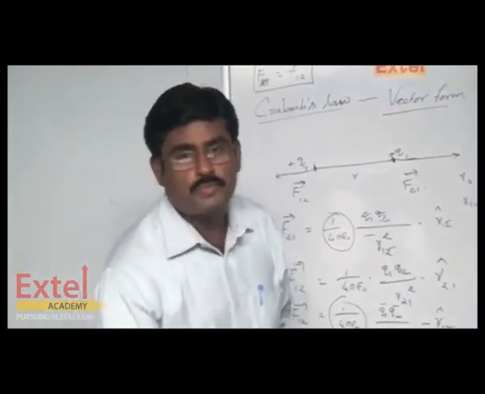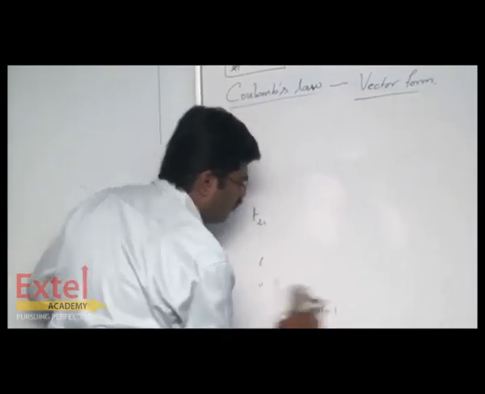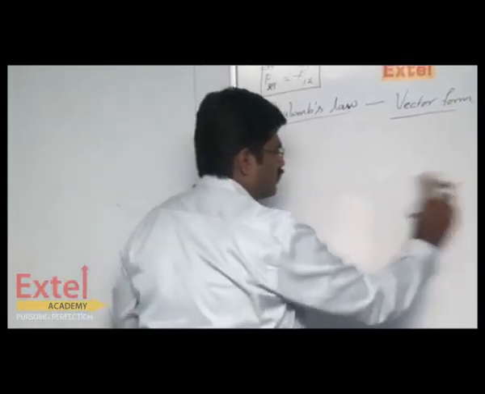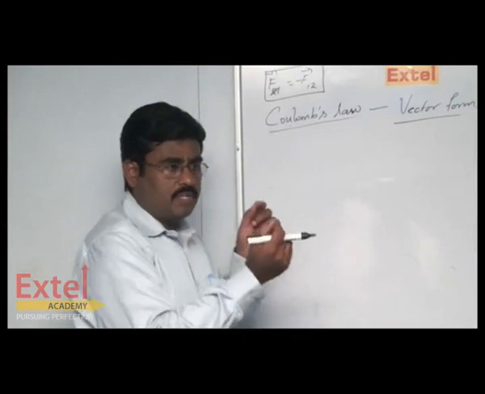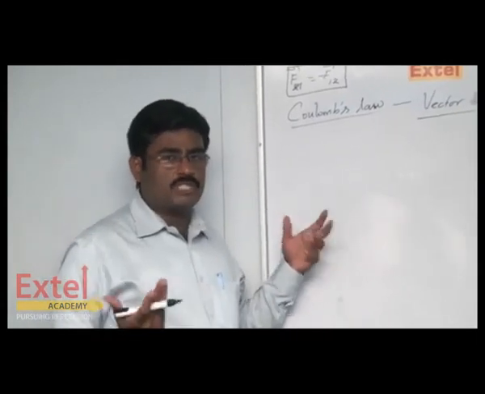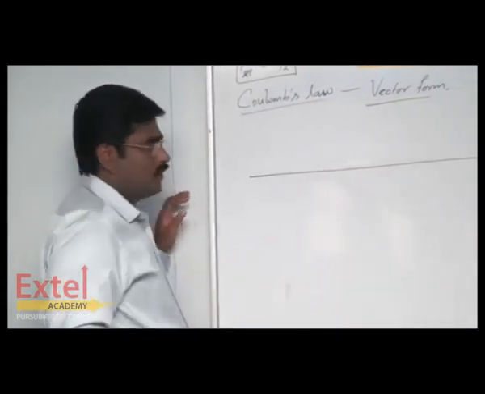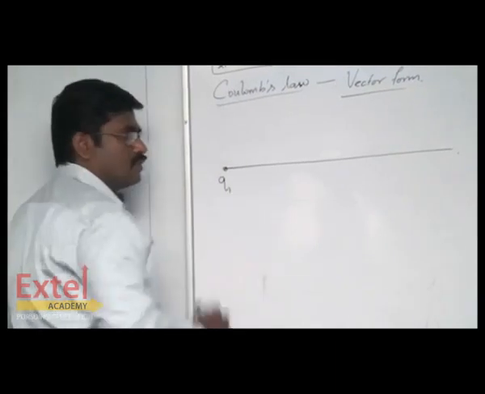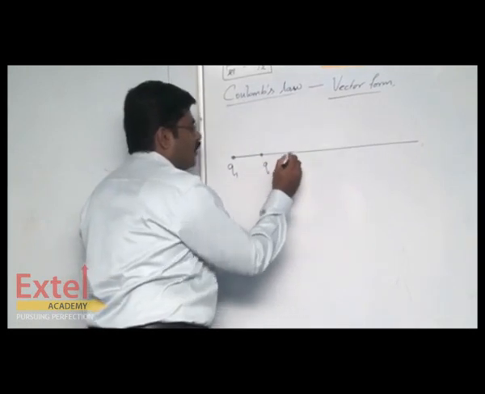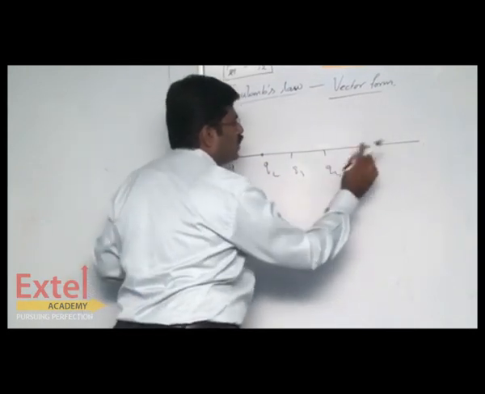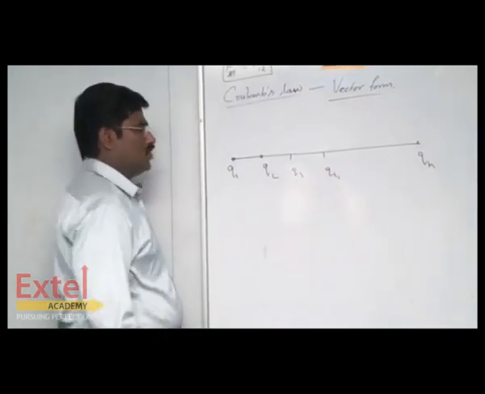The principle of superposition. The next topic, the principle of superposition, is a beautiful idea. The diagram is not drawn in the book, but I am going to draw a diagram from which you can understand the principle of superposition easily. You draw a straight line. Place the first charge at the beginning. Similarly, on the line, you can keep any number of charges, Q1, Q2, Q3, Q4, and so on. The last charge can be called the nth charge.